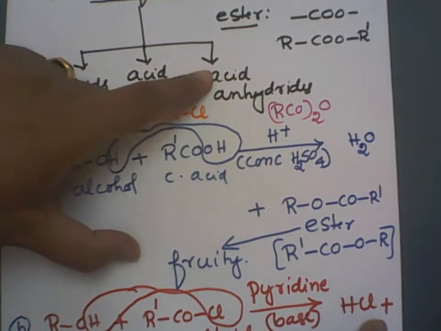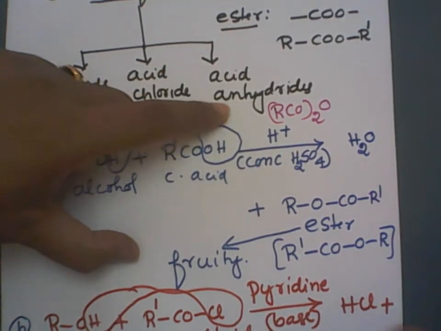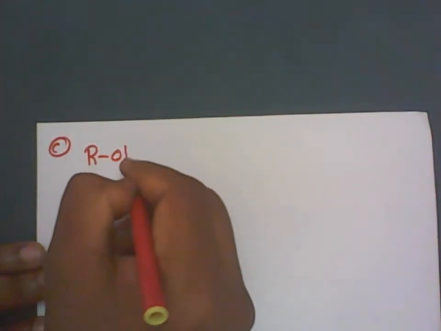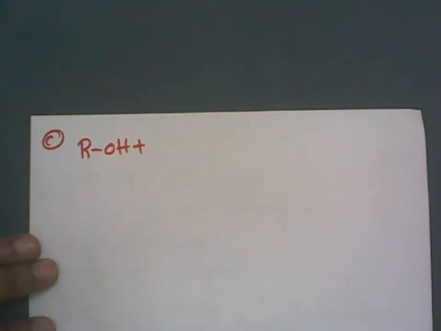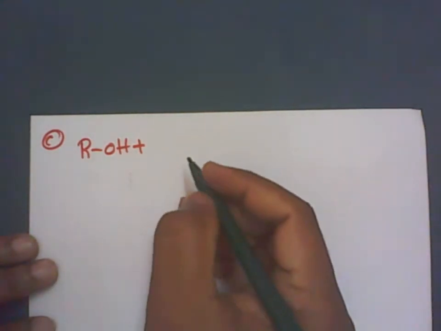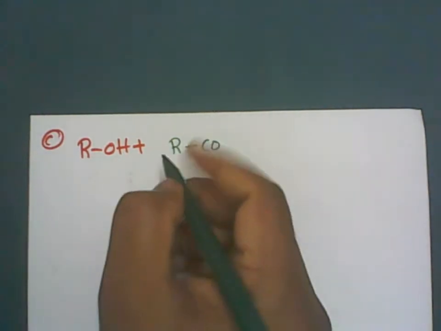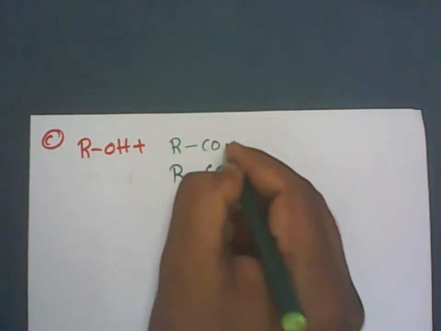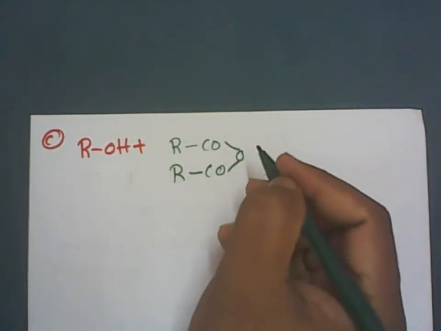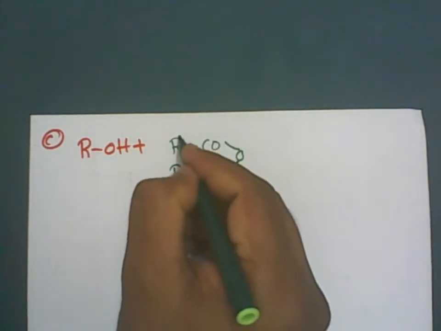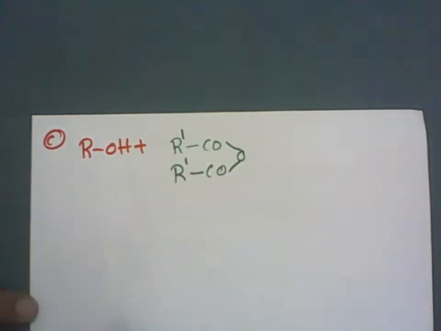Third one, with respect to the acid anhydride. Third reaction, C. Alcohol, ROH, reacts with the acid anhydride. Acid anhydride formula: RCO, RCO attached to the oxygen. Let me write this R dash here. Clear?